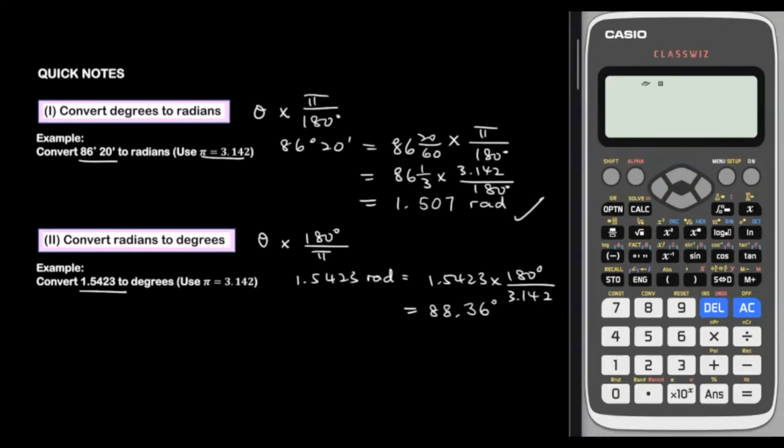Next I'm going to teach you how to convert radians to degrees using the Casio Classwiz calculator. But before that, we need to reset our calculator because now it's in radian.